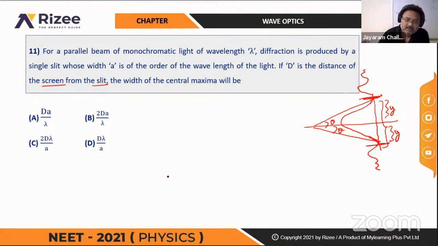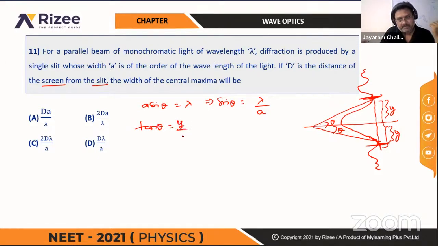That means 2y. We know that a sine theta is equal to lambda for the minimum condition, because the distance between the extreme minima is the width of the maximum. So from this, sine theta can be written as lambda by small a. Since theta is very small, I can also write the same relation in terms of tan theta. Tan theta is equal to y by capital D, opposite side by the distance between the slit and the screen, and this should be equal to lambda by a. From this, directly you get y equal to lambda into D by a.